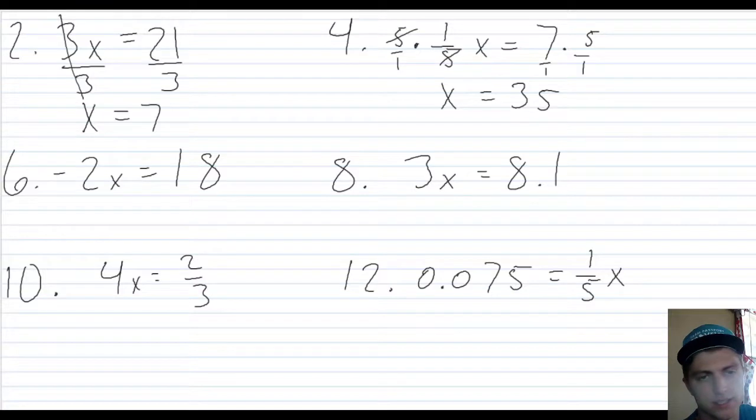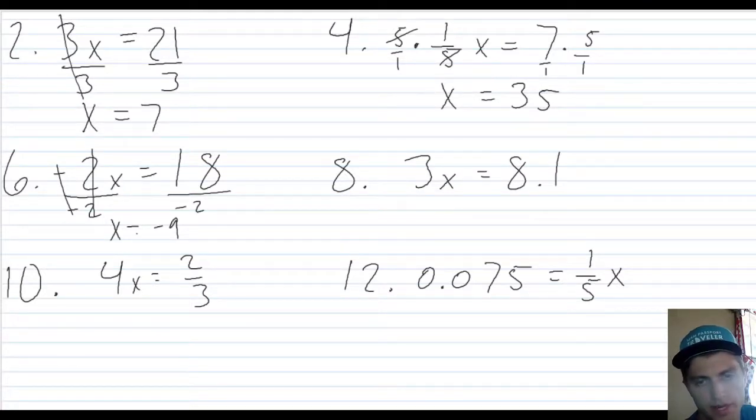-2 times x equals 18. How do we undo multiplication by -2? We divide by -2. Cancel, and the negatives cancel too. What we do to one side, we've got to do to the other. 18 divided by 2 is 9, plus that negative gives us -9.